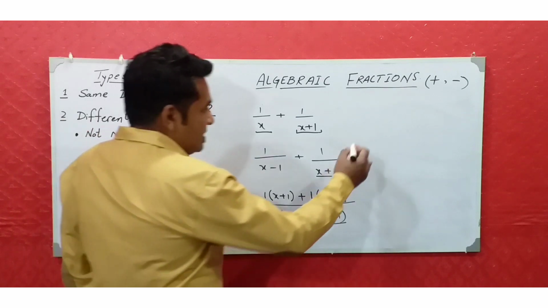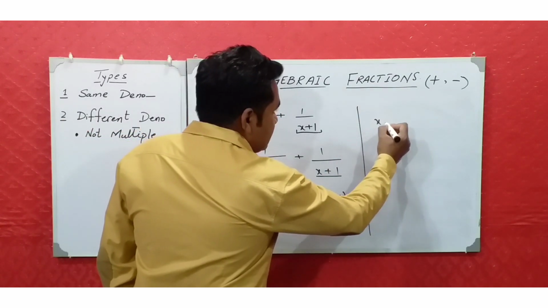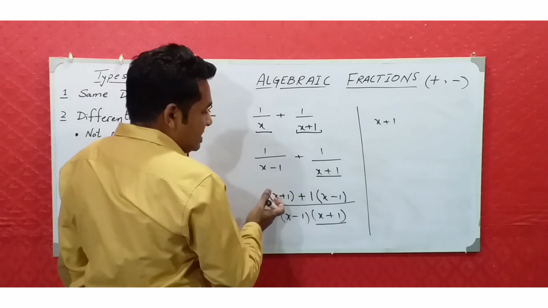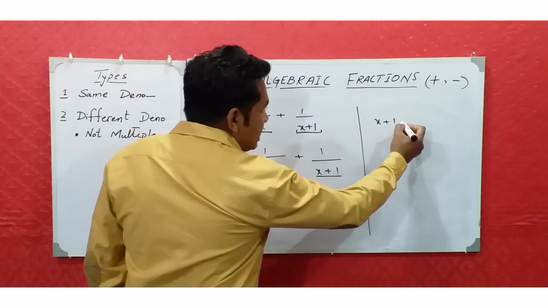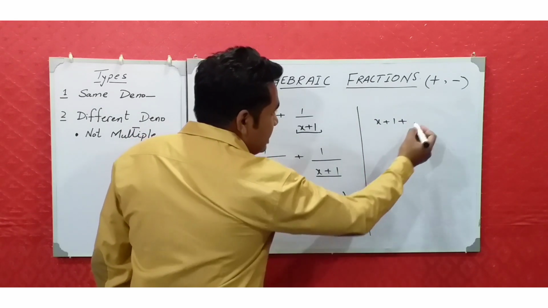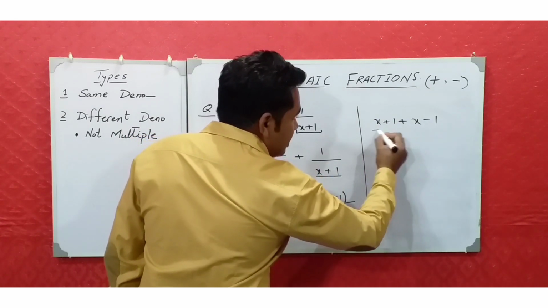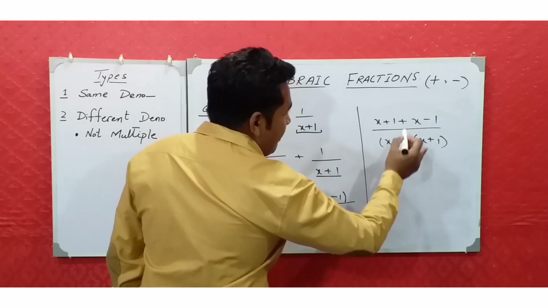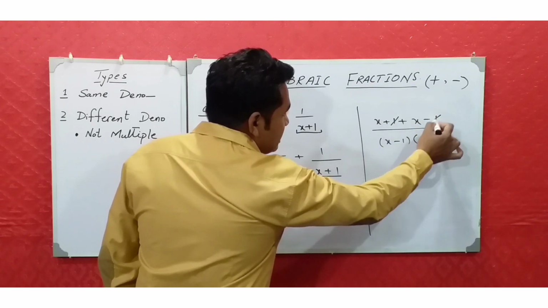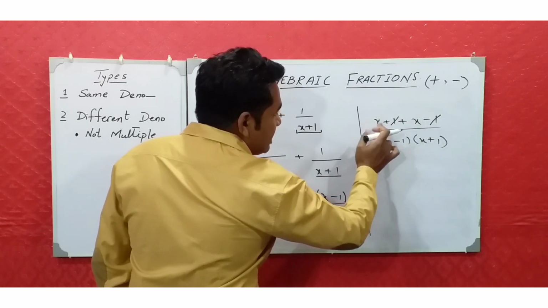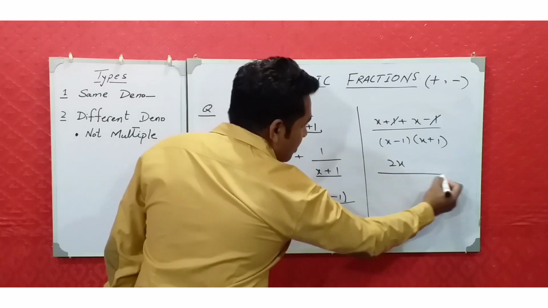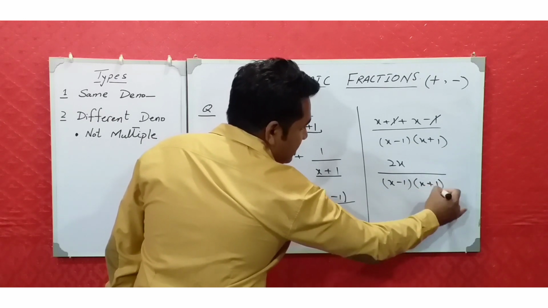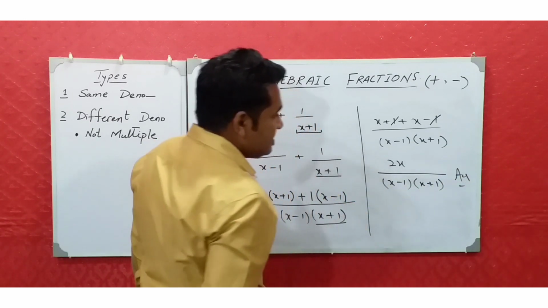So now we simplify it. x plus 1, like when we multiply 1 inside, it doesn't change any term, so x remains x, 1 remains 1, so x plus 1 plus, when 1 multiplies inside, it doesn't change this expression, it remains as it is, and it is x minus 1 and x plus 1. So you know, this is positive 1, this is negative 1, they both cancel each other, so x and x is equal to 2x over x minus 1 and x plus 1, x minus 1 and x plus 1, this will be LCM, and this is the final answer of the question.